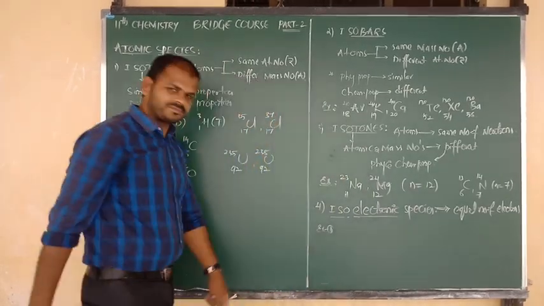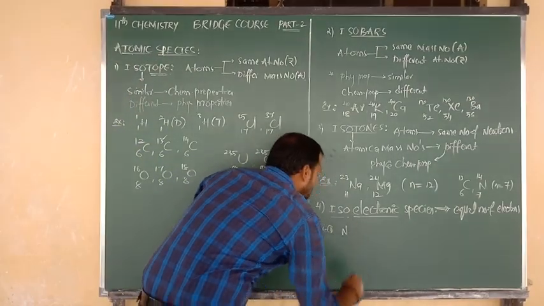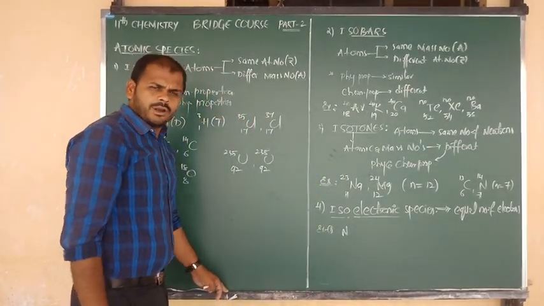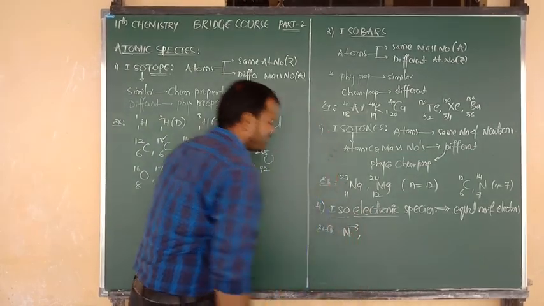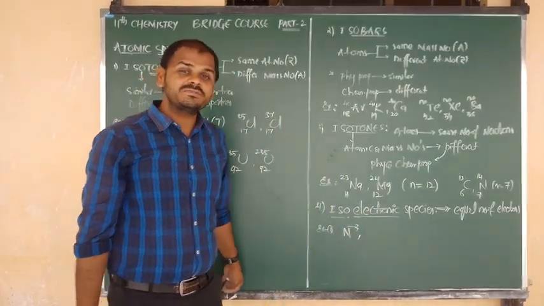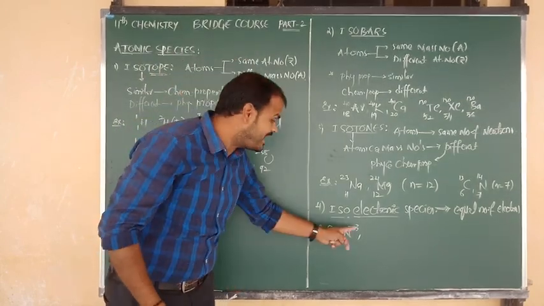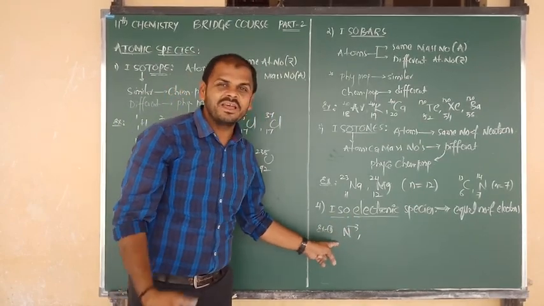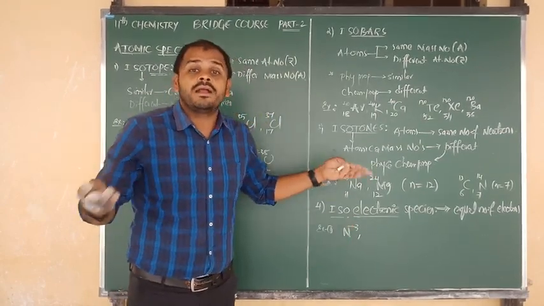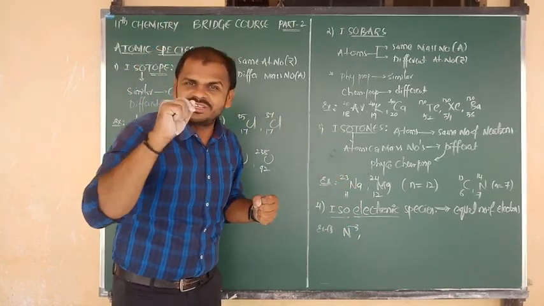For suppose nitrogen. The atomic symbol of nitrogen is N, but its valency is -3. Why? Because nitrogen is a more electronegative element, and it has a tendency to withdraw electrons. By taking 3 electrons, since nitrogen already contains 7, by the gain of 3 electrons it contains 10. 10 means it attains the stable neon configuration.